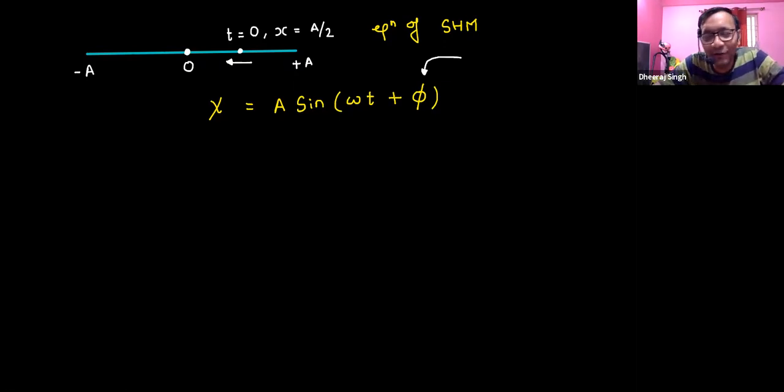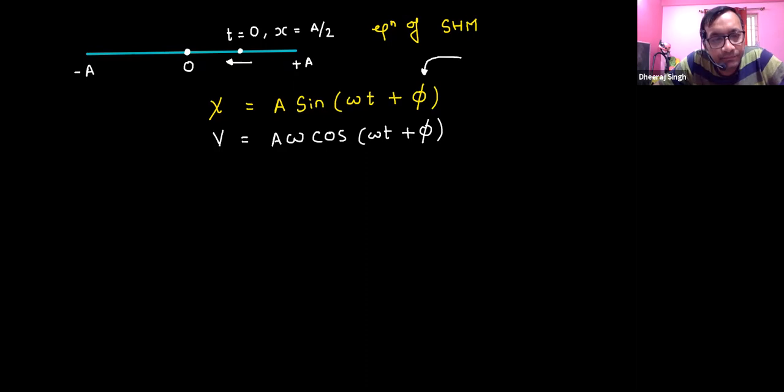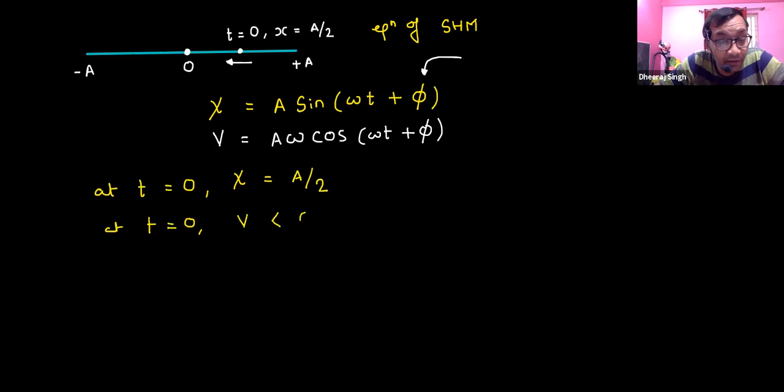I think I have already told you that sometime back. Do it yourself the other way, the velocity way, not the way in which I have told you. Try getting the value of phi by using the other method. So we know that at t equal to 0, the value of x should be a by 2. And at t equal to 0, the velocity should be less than 0. Negative velocity it should have.